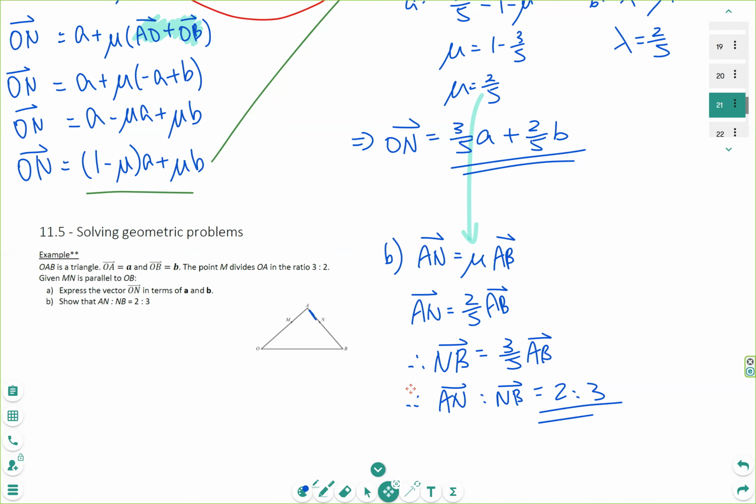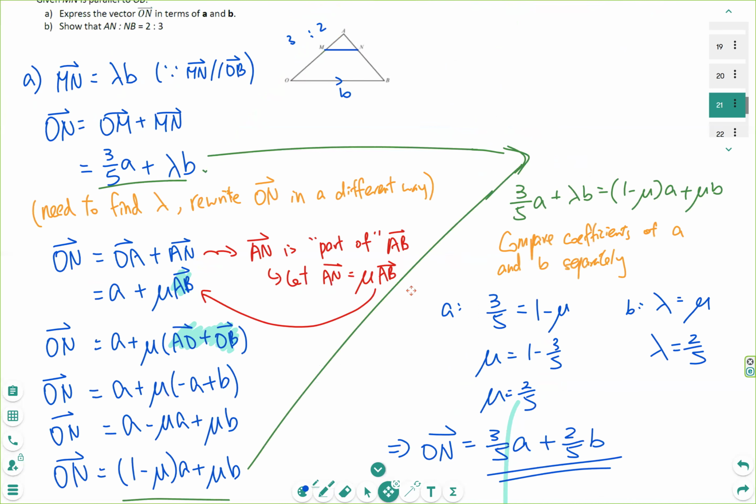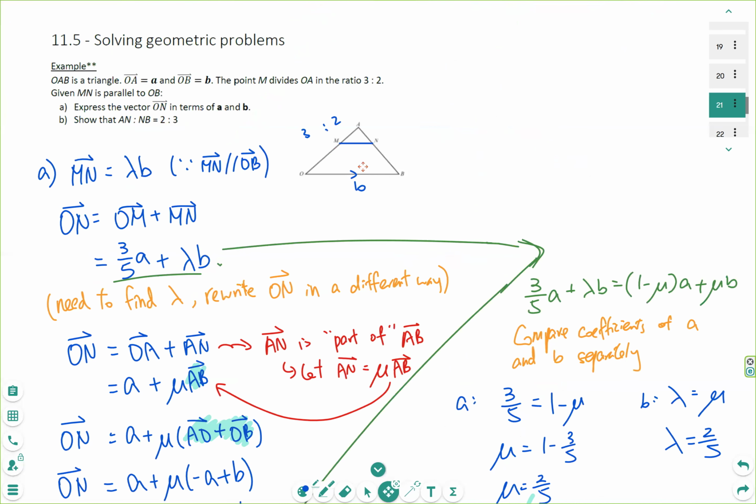Okay. The hardest part lies in part A. I'll explain again. This happens quite often when it comes to vector proof, where you have lambda and mu. Express ON vector in terms of A and B. I know MN is parallel to OB, therefore I let MN equal lambda B. If I want to find ON, I find a journey from O to N, find the route. I go O to M, M to N. OM is 3/5 of A, that's basic vector. MN is lambda B. But we need to find lambda.